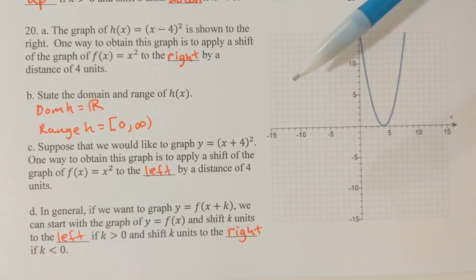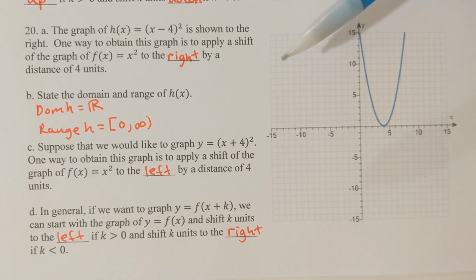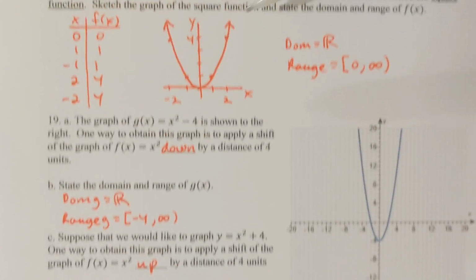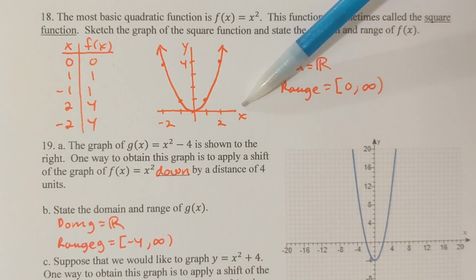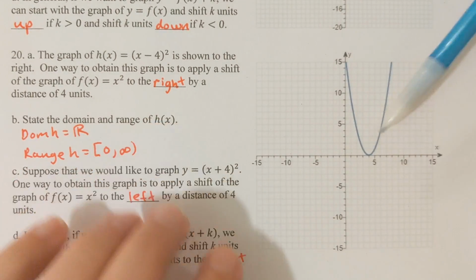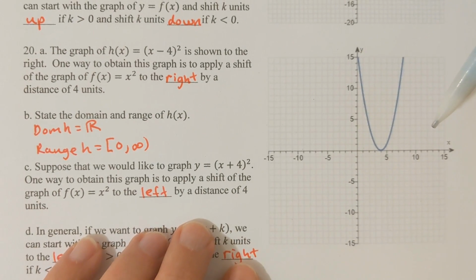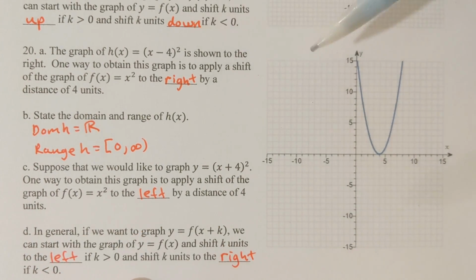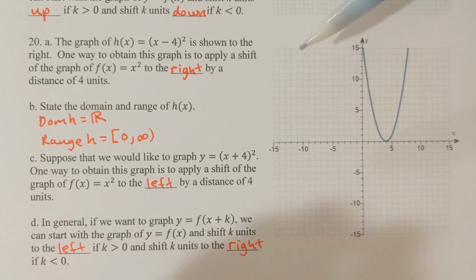Here's problem 20. Okay, part A, the graph of h of x equals x minus 4, the quantity squared, is shown to the right. That's this graph here. One way to obtain this graph is to apply a shift of the graph of the square function to the right by 4 units. Okay, if I just shift this graph to the right 4 units, I get this graph here. Now what caused that? Well, it's the minus 4. Okay, and we'll look at that in just a moment.